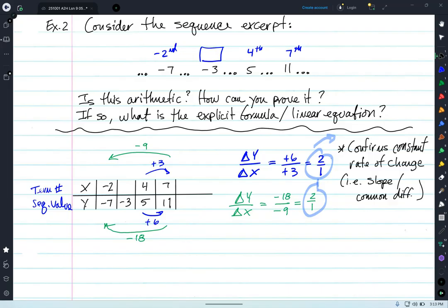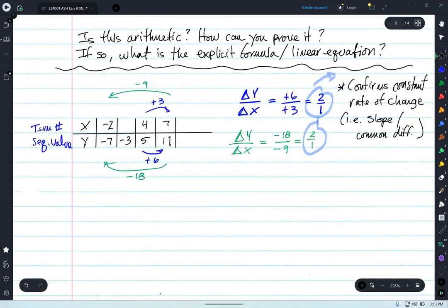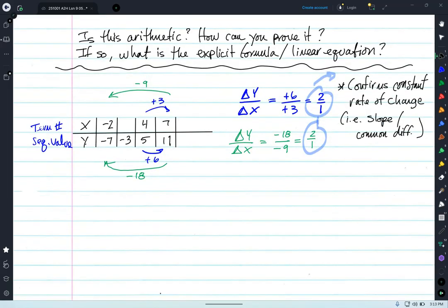So if I ask you to prove it, you have to show me two comparisons of change in sequence value to change in term number, and they have to be the same in order for you to be able to say that that is, in fact, a common difference. So yes, this is arithmetic. Yay, we did it.